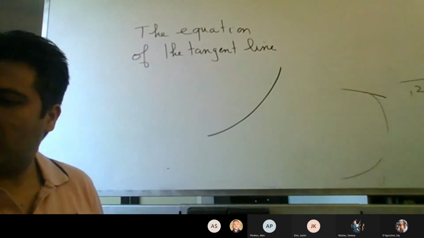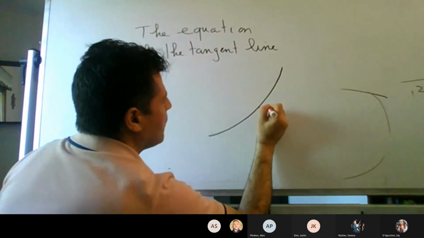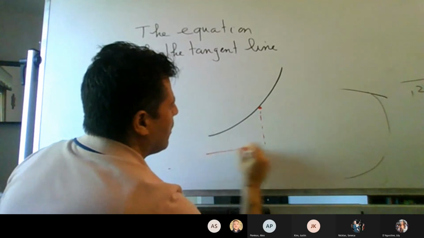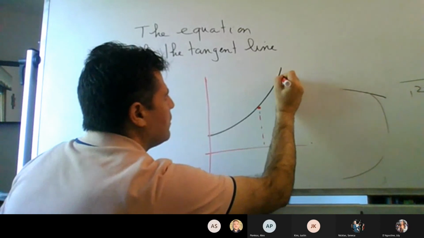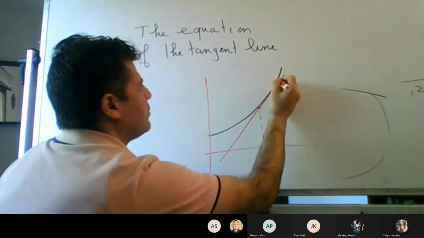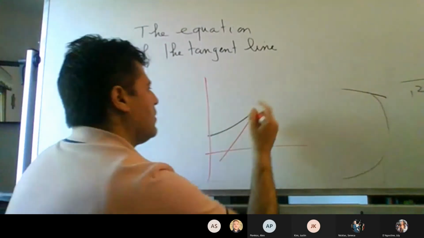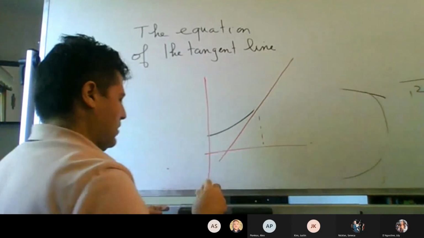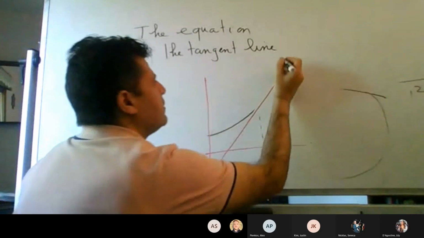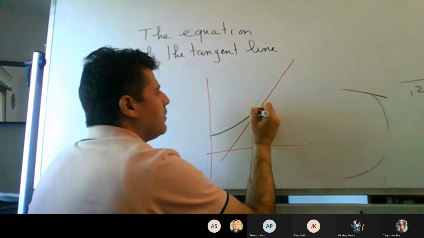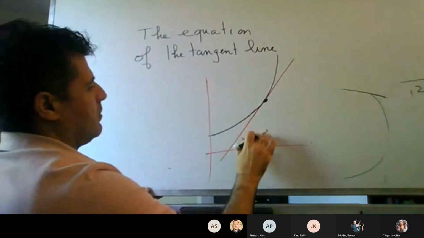Let me put some color here. So this one, it's x0. So let's say this is x0, y0, and this is the tangent to the graph. This is the line which is tangent to the graph. Tangent means it just touches it at one point here.